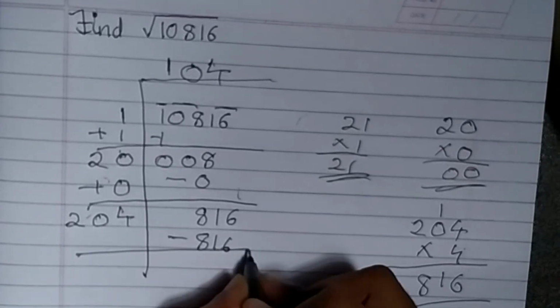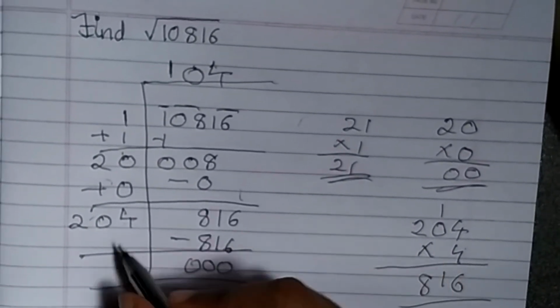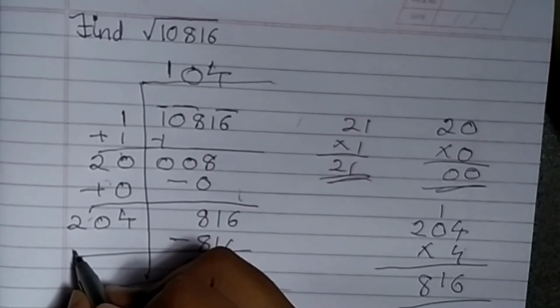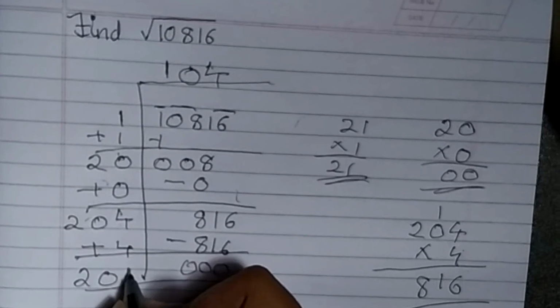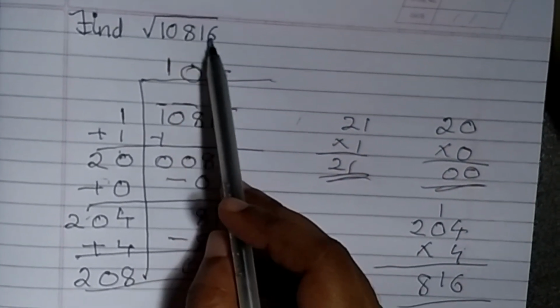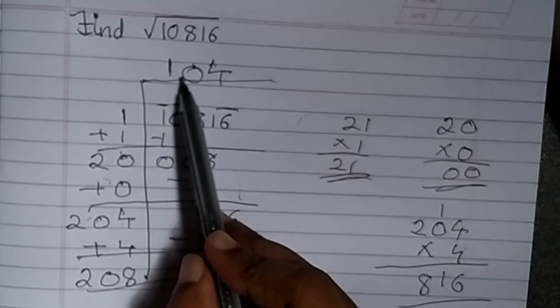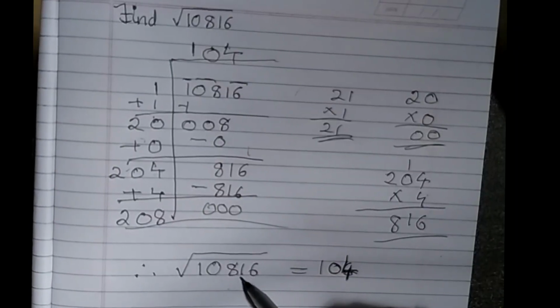Here 204 was there, minus 816, and the answer is 0. And here we will add 4 plus 4, which is 8, so we get 208. So what is the square root of 10,816? That is 104. Square root of 10,816 is 104.